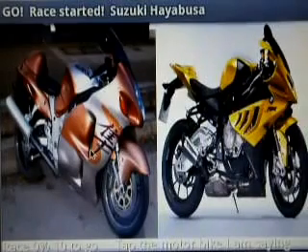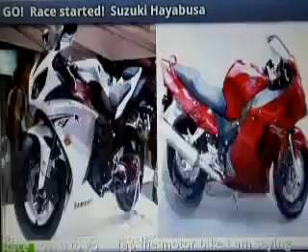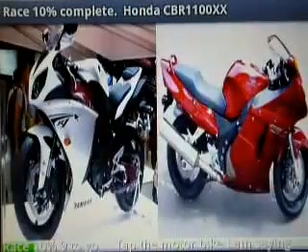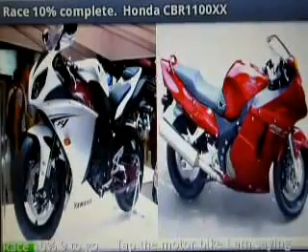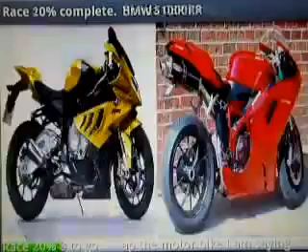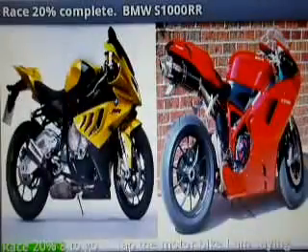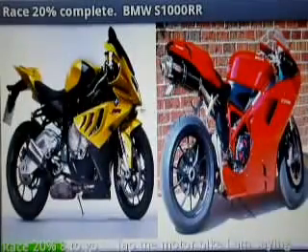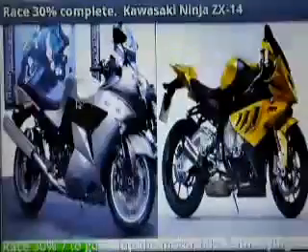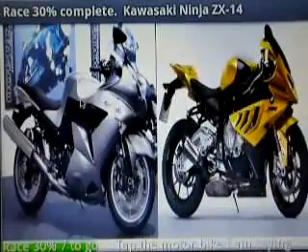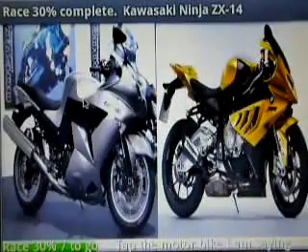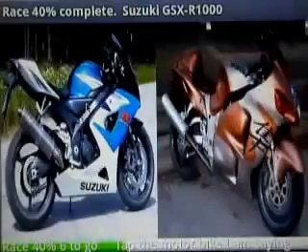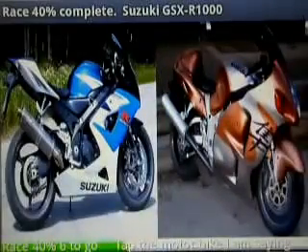Suzuki Hayabusa. Correctly identifying them. I think it's this one. Honda CBR 1100 XX. I think it's that one. BMW S1000 RR. It's really not very easy. Kawasaki Ninja ZX14. Golly, I don't know. Try this one. Suzuki GSX R1000. The Suzuki.